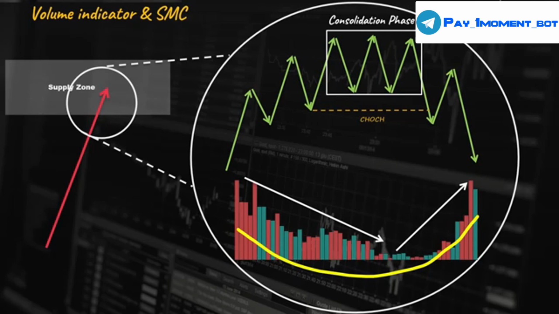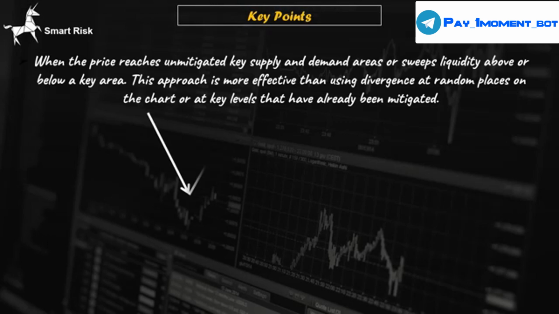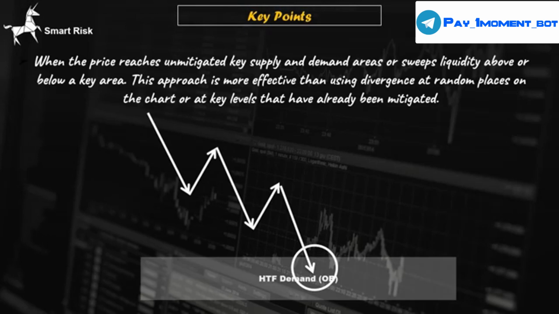Before we move to trade examples and see how we can use volume divergence as an additional confirmation to execute more reliable trades in the market, let's go through some key points to consider when applying this method. A crucial point to consider is that we should use volume indicator divergence as a potential reversal signal when the price reaches unmitigated key supply and demand areas or sweeps liquidity above or below a key area. This approach is more effective than using divergence at random places on the chart or at key levels that have already been mitigated.